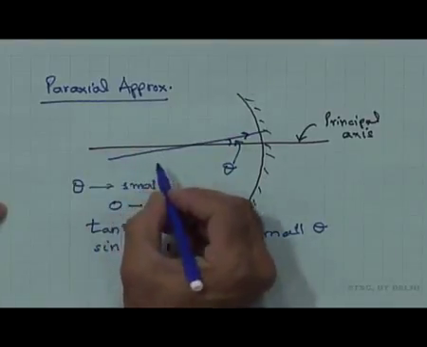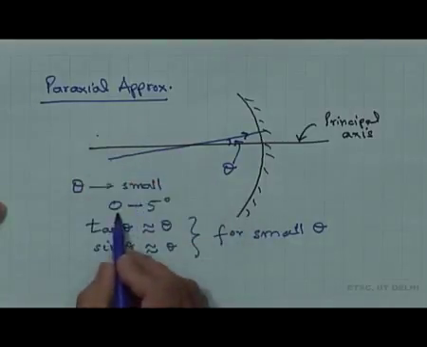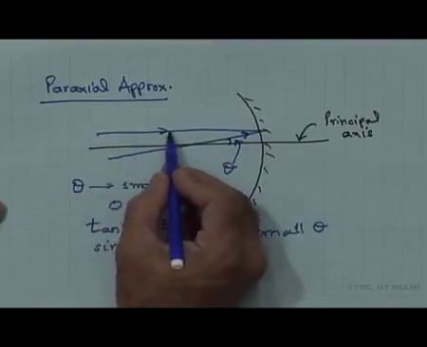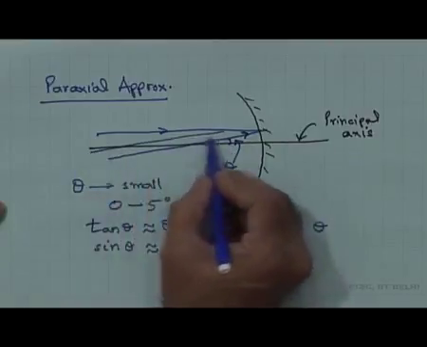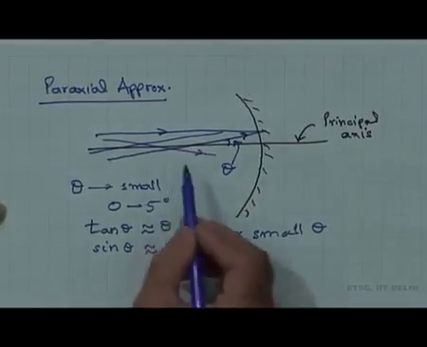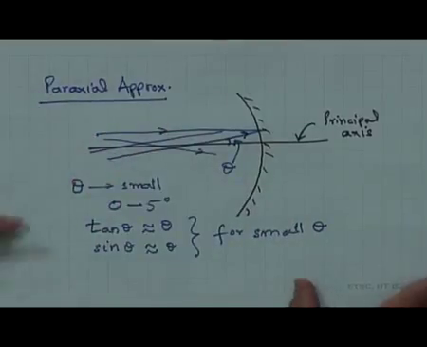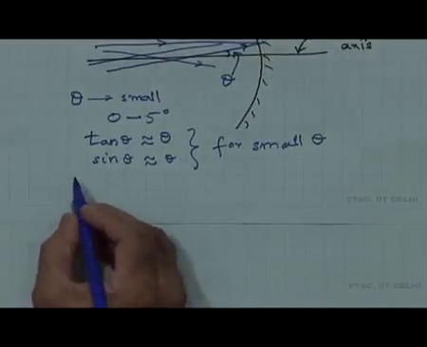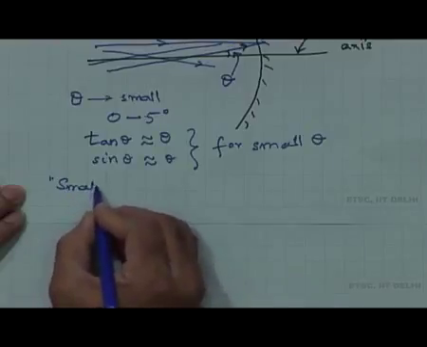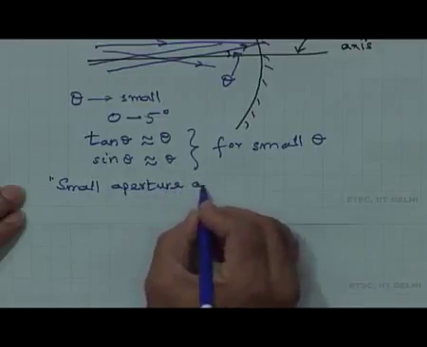So, in the paraxial approximation we deal with rays which are close to the principal axis. They could be parallel rays, when theta is 0 it is parallel rays, or rays which make a very small angle with the axis. Then we say that we deal with the paraxial approximation. This is also sometimes called the small aperture approximation. Let me explain what this means.